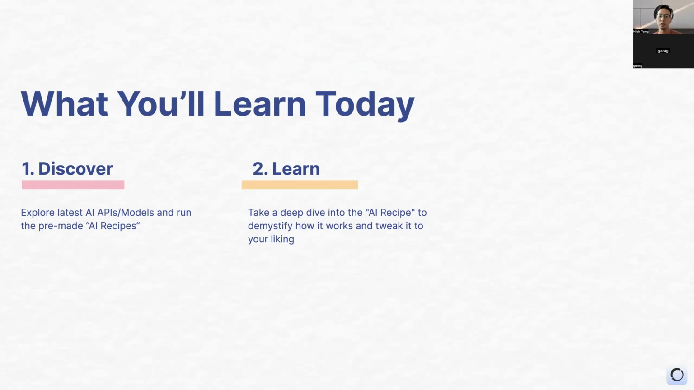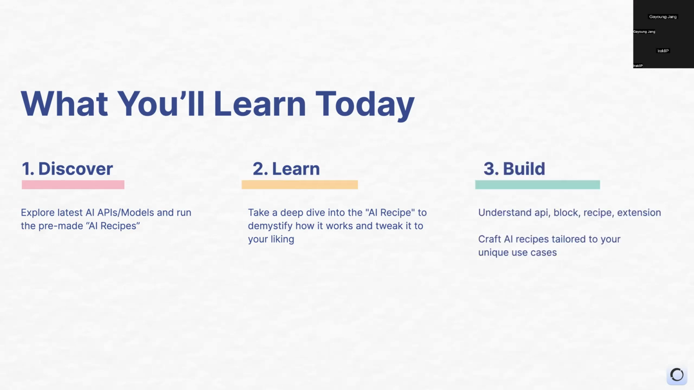And second part, we'll pick AI recipes. We dive into it to understand how it works and learn how we can tweak it to experiment with different outcomes. And third part, we will touch upon a bit the relationship between API, blocks, and recipes, and we'll show you how to craft an AI recipe tailored to your specific use case.